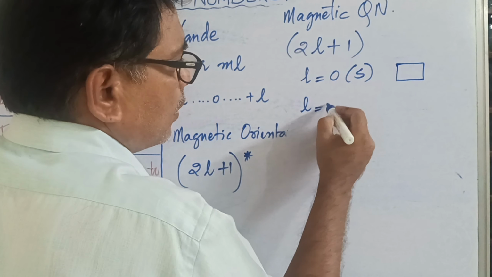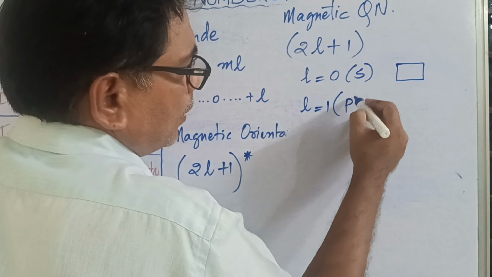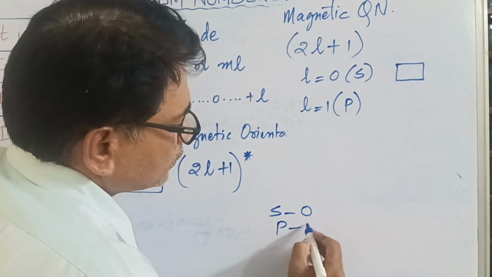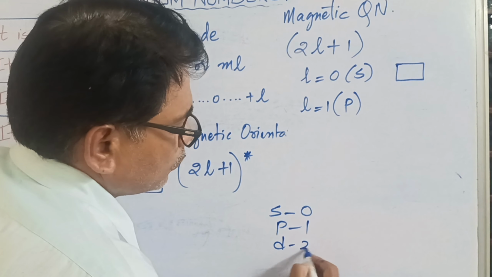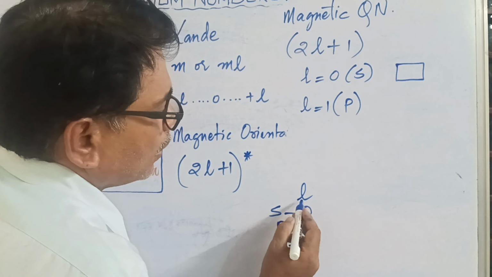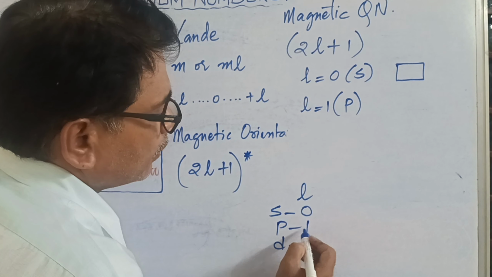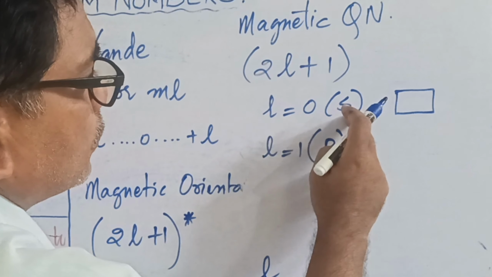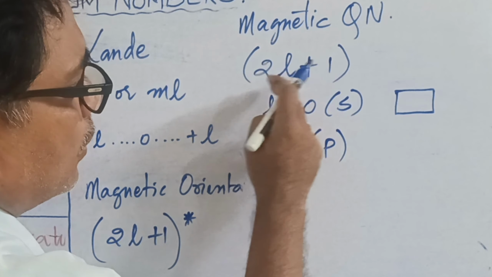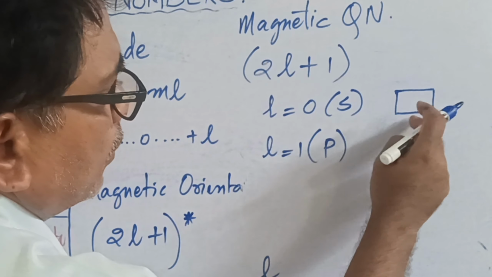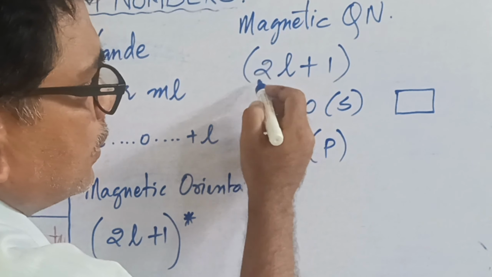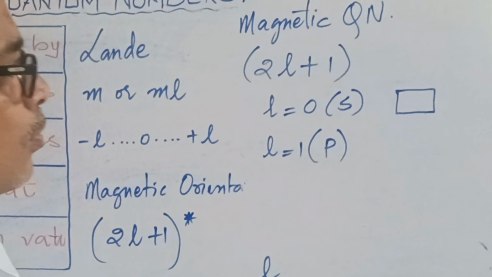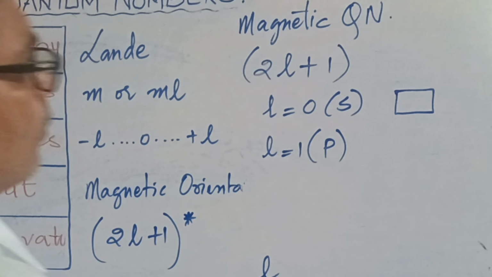Suppose your L is equal to what? 1. 1 means what? P orbital. It's easy to remember. S means it is 0, P means it is 1, and D means it is 2. What is that? L values. L is equal to 0, it is S. L is equal to 1 means it is P. L is equal to 2 means it is D. So L is equal to 0, yes. When you place 0 here, 2 zeros are 0, plus 1 is 1. So you got 1 box, a degenerate orbital. That means it is telling you the number of boxes required. That's what you mean by the maximum magnetic quantum number formula.